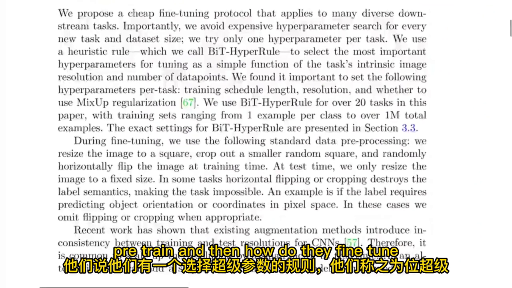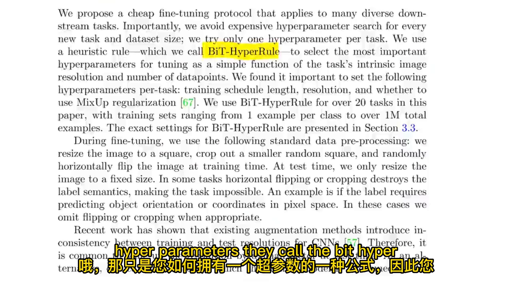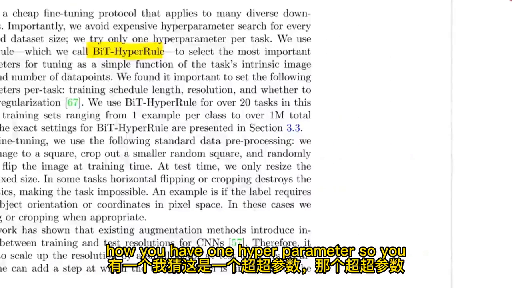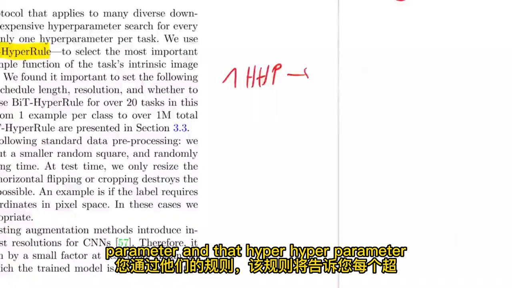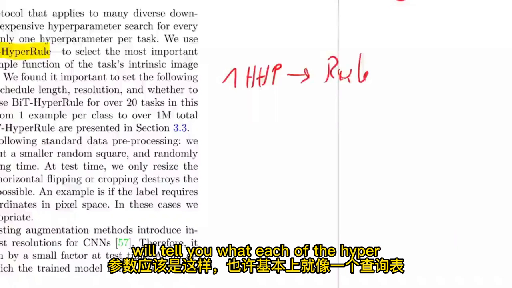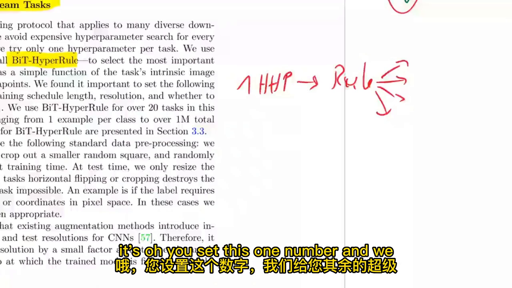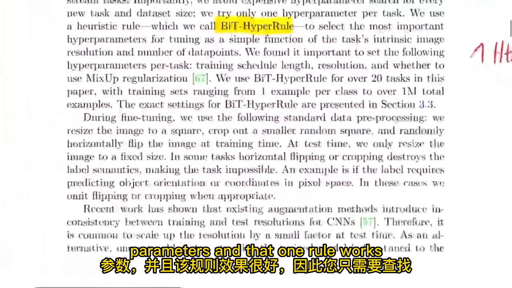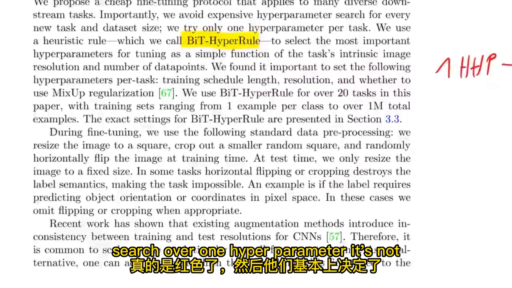That's how they pre-train. And then how do they fine-tune? They say they have a rule to select hyperparameters. They call it the BiT hyper rule. And that's just sort of a formula of how you have one hyperparameter. And that hyperparameter, you run through their rule. And the rule will tell you what each of the hyperparameters should be. So it's like a lookup table, basically. You set this one number and we give you the rest of the hyperparameters. And that one rule works pretty well. So in fine-tuning, you only have to grid search over one hyperparameter. It's not really a grid anymore, is it?